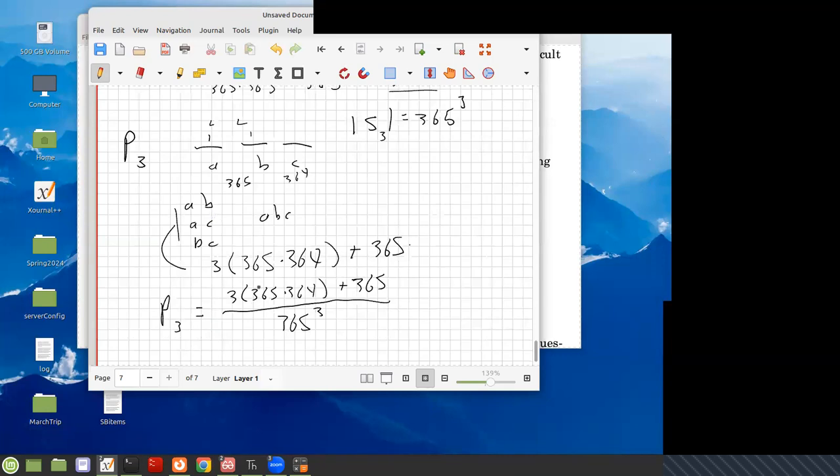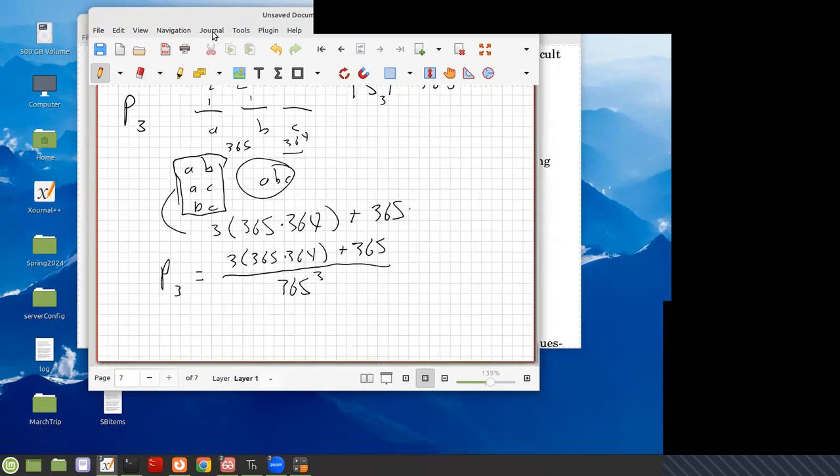Oh, why 364? Because if we're choosing these events here, it could be AB, AC, or BC. Well, in all those cases, 2 of them are the same and can be any 365 days. But the third one has to have a different birthday. So the reason it's 364 is because they can't be on this birthday, because we're counting that separately. Okay, so there's the pattern.